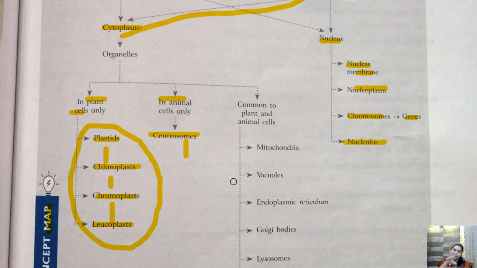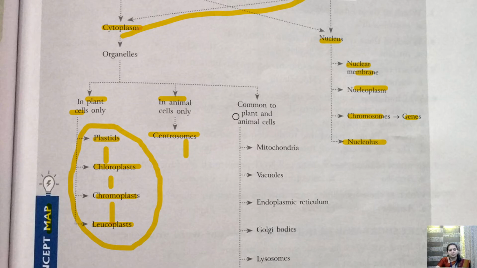When our nucleus is dividing, at the same time the centrosome also divides. This you will study in your higher classes when you will study in much detail what is cell division, what is mitosis and what is meiosis. Then you will get to know what is the main function of centrosome.